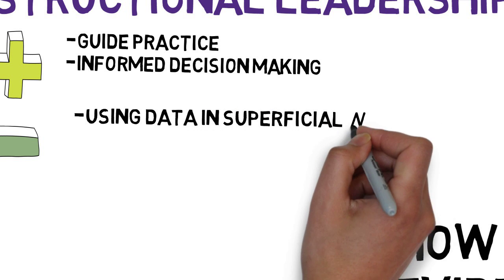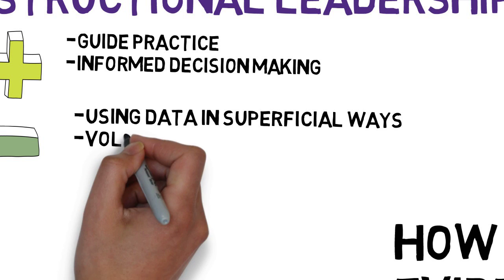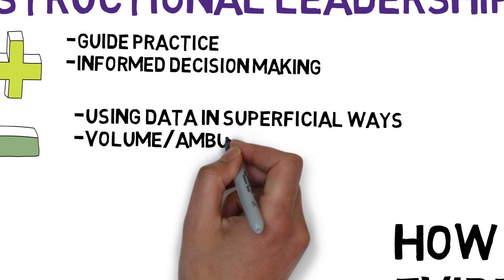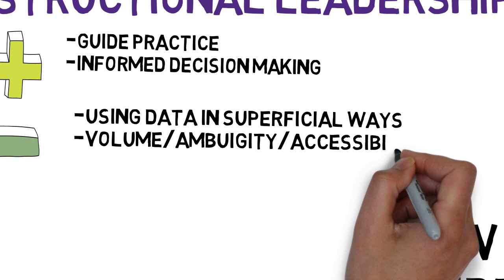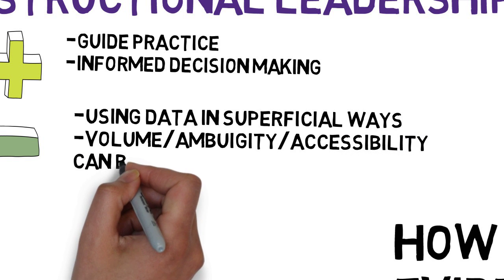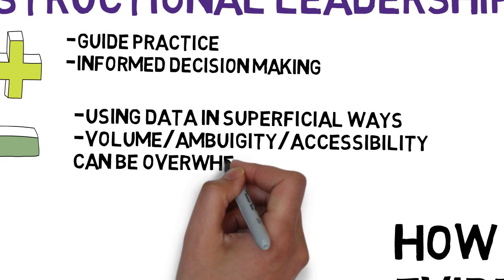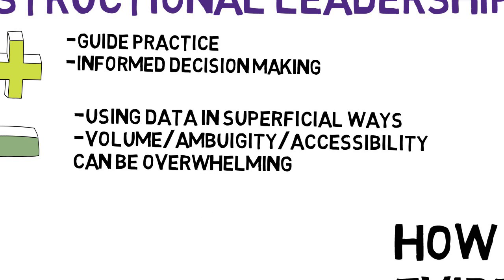Stakeholders tend to use what is congruent with their existing beliefs and pay less attention to that which challenges their beliefs. Data and evidence gathering can be overwhelming and difficult to access. It can be riddled with ambiguities that allow stakeholders to infer what they want.